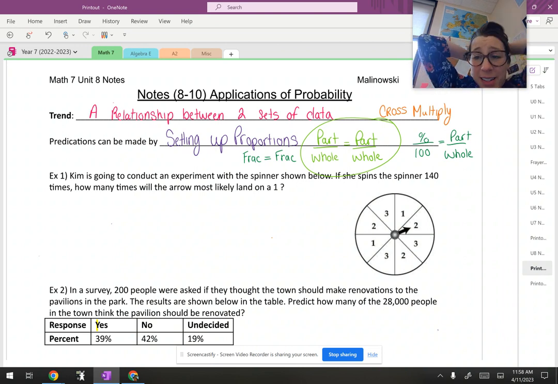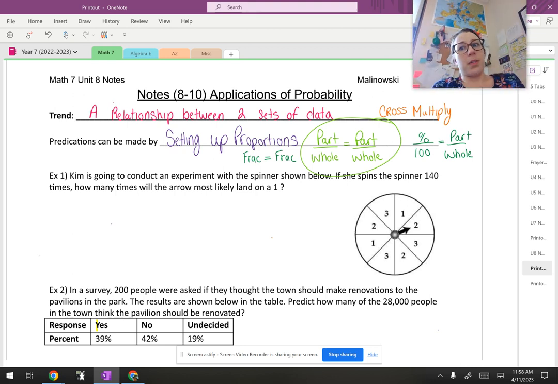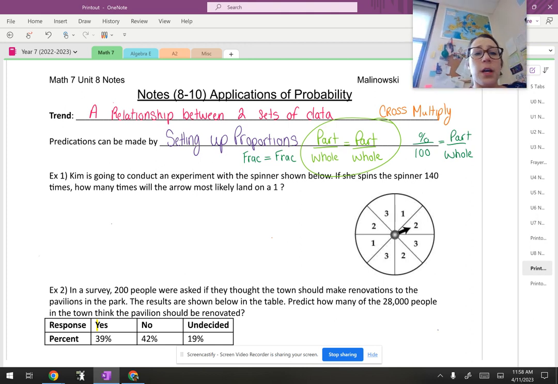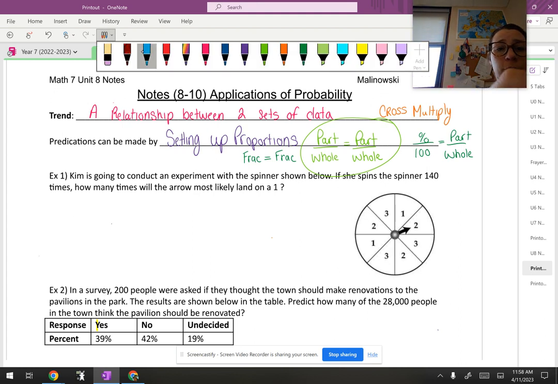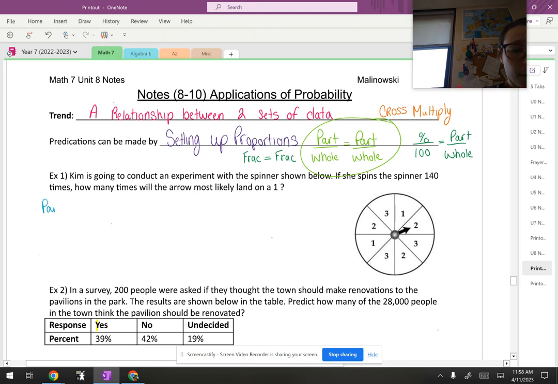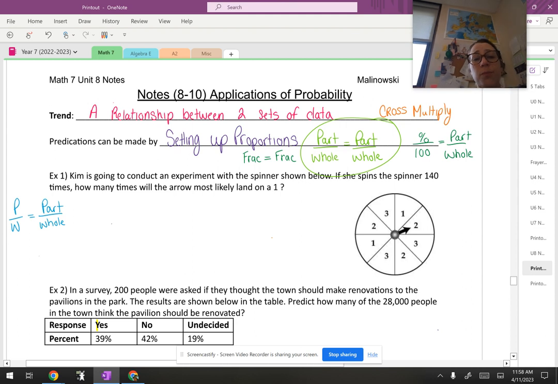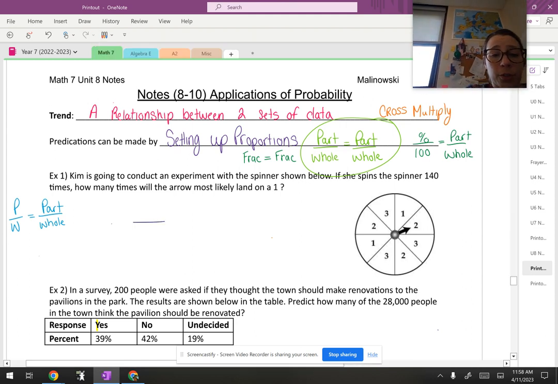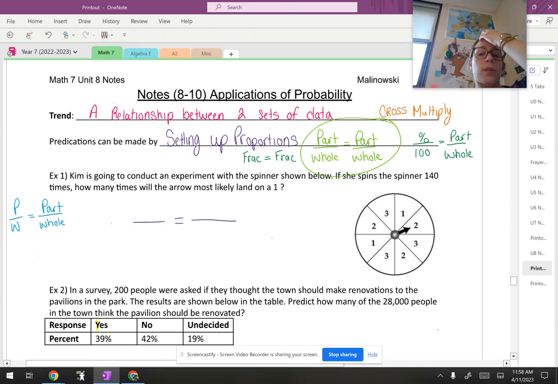I don't know exactly how many times the spinner is going to land on a 1 if I spun it 140 times. This is also the benefit to using these things, because instead of sitting there and having to spin the spinner 140 times, we could use a proportion to figure that out. So again, our proportions are all with the idea that part over whole is equal to part over whole. So keeping that in mind, I'm going to set up my fractions.